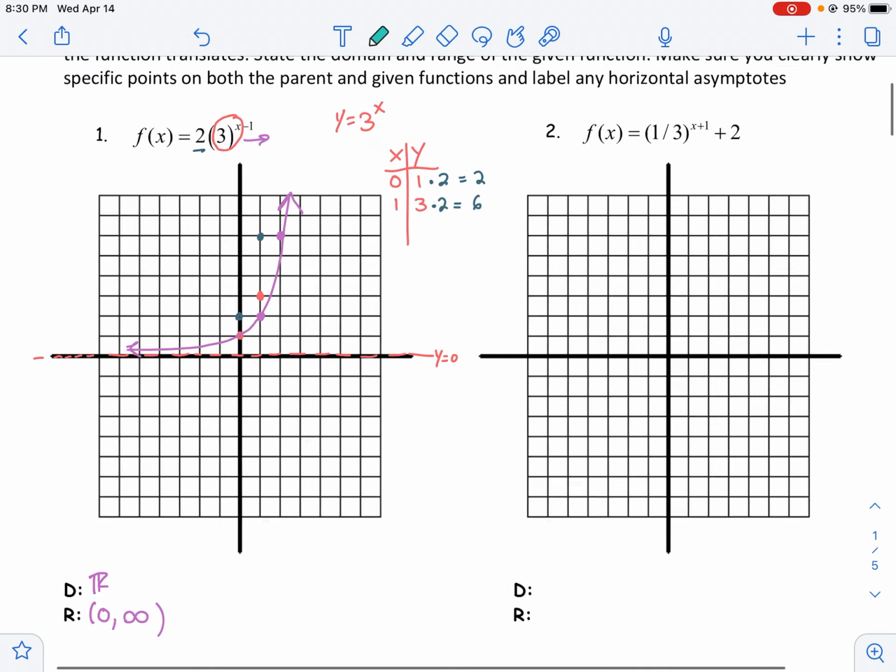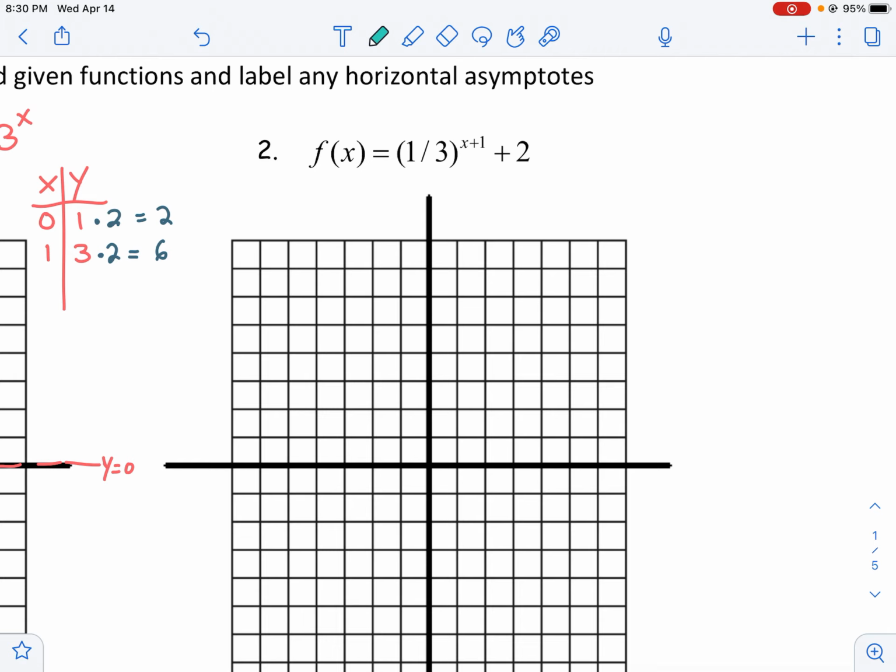Okay, let's take a look at this next one. This next parent function has a base of 1/3 and it's being raised to the x. So then we have y is equal to 1/3 raised to the x. So we build our xy table here. Again, I always like 0 because that gives us 1, so we're at 0, 1. And then I like to plug in 1, that gives us 1/3. So 1 and 1/3 is about right there. We can draw in our horizontal asymptote at y equals 0.